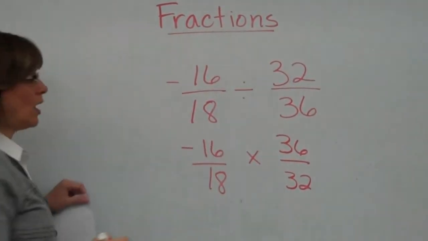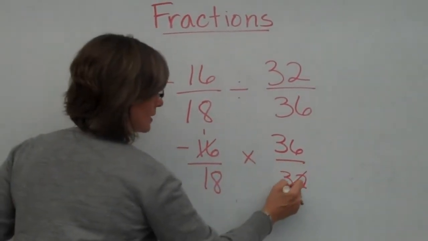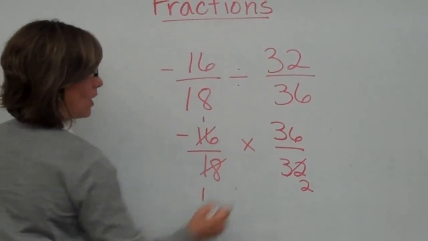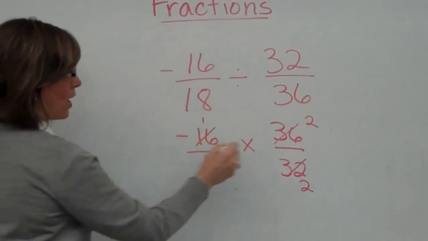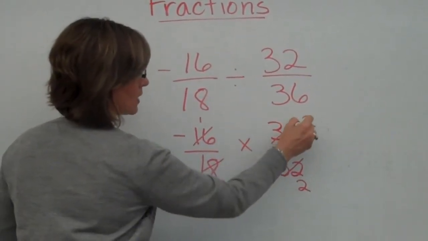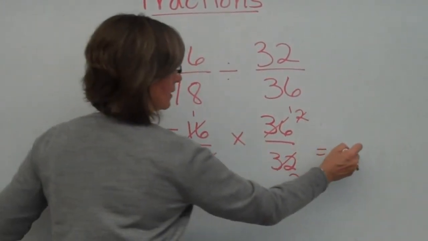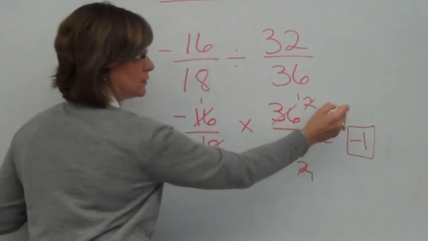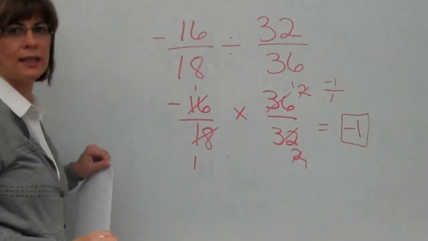Can I reduce it? Oh yes I can. 16 goes into 16 once. 16 goes into 32 twice. 18 goes into 18 once. 18 goes into 36 twice. Negative 1. Oh, here, look. I can reduce this with this, and my answer is negative 1. Negative 1 times 1 is negative 1. 1 times 1 is 1, giving me negative 1.